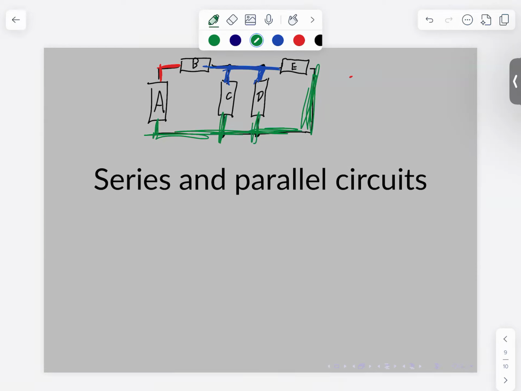Okay, in terms of colors, things are in series if and only if they share a color and nothing else shares that color. A and B both have red on them and nothing else has red, therefore A and B are in series. Things are in parallel if and only if they have the same pair of colors. C and D and E all have green to blue.